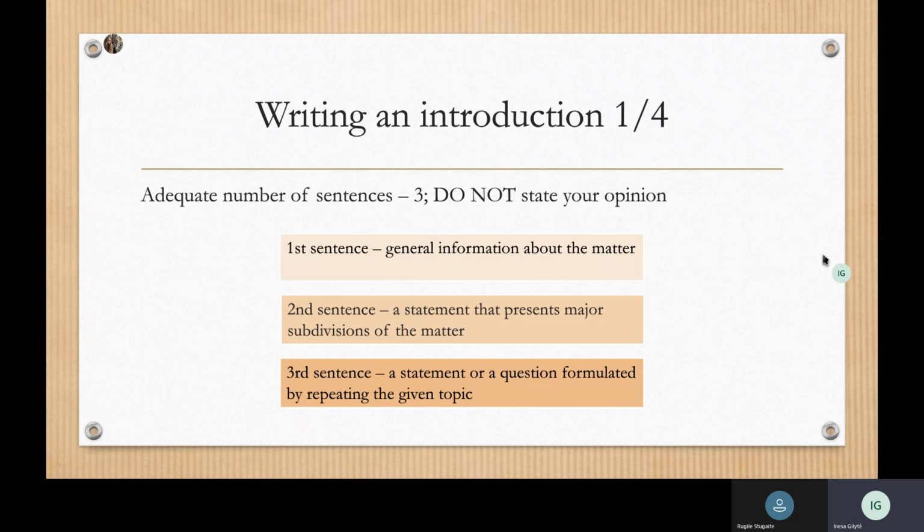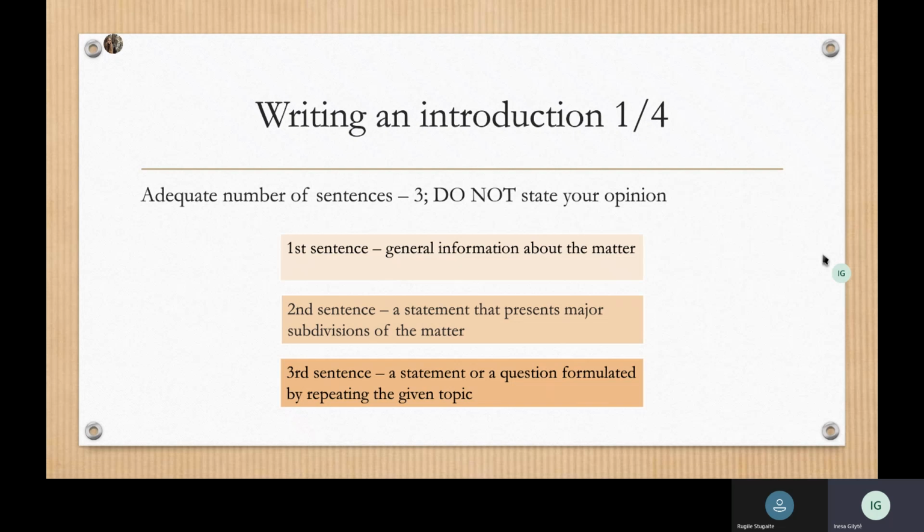So my suggestion would be to remember that you have to stick to 3 sentences in the introduction, because it does not have to be too long. And by sticking to that number, you will plan your essay better in this way.